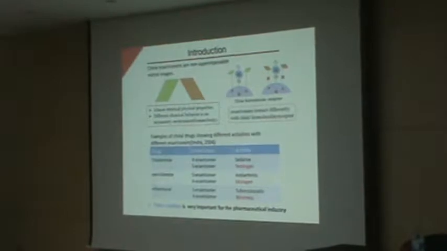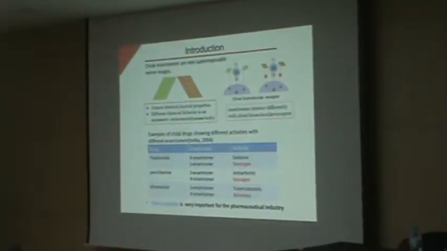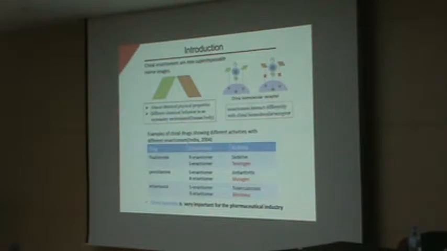Enantiomers are non-superimposable mirror images, such as these two figures. They have almost identical physical properties, but different chemical behaviors in an asymmetrical environment, such as human bodies. And as shown in these figures, the enantiomers interact differently with chiral receptors. One of the enantiomers could be recognized and accepted by a receptor. However, another enantiomer could be rejected.